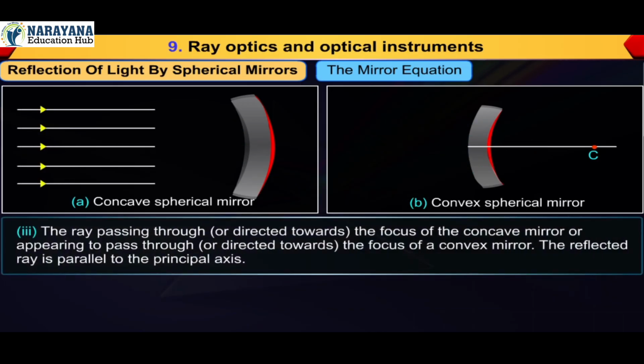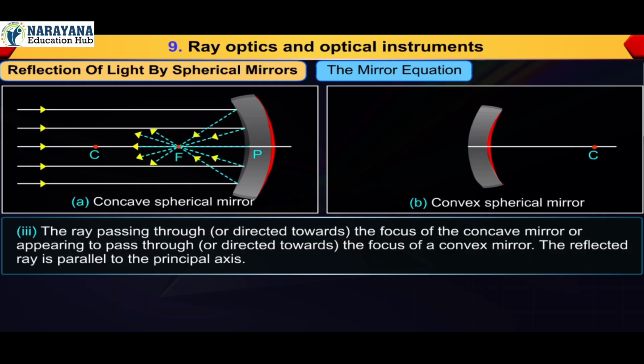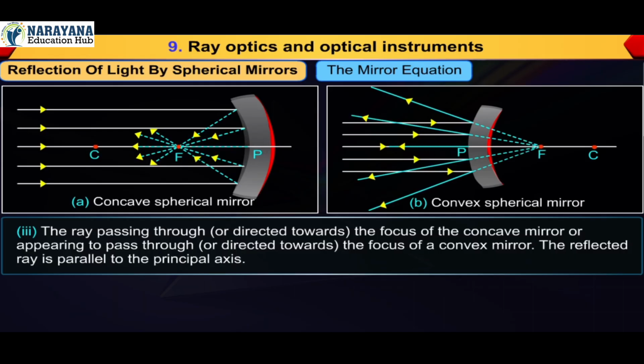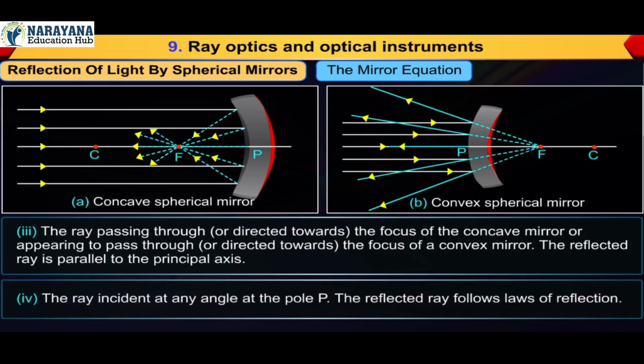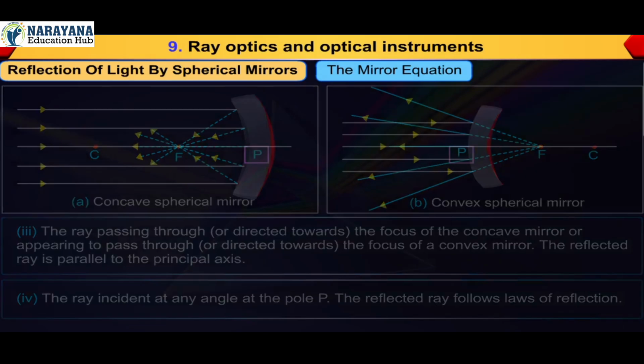Number 3. The ray passing through or directed towards the focus of the concave mirror, or appearing to pass through or directed towards the focus of a convex mirror. The reflected ray is parallel to the principal axis. Number 4. The ray incident at any angle at the pole P. The reflected ray follows the laws of reflection.